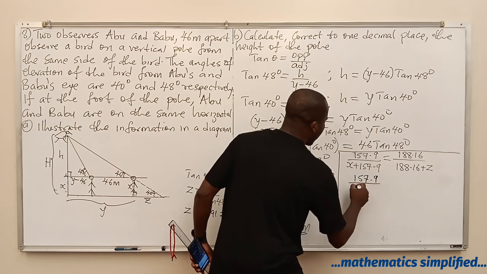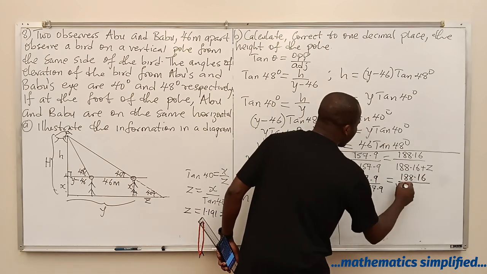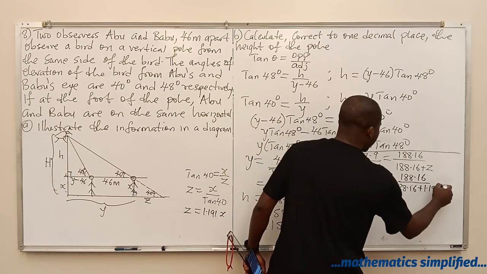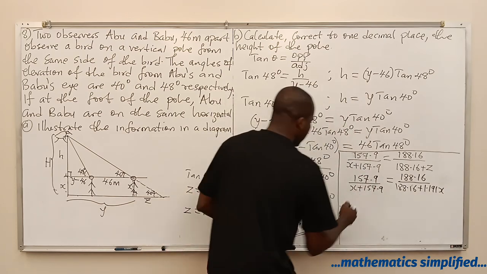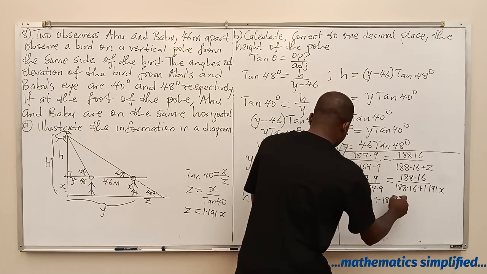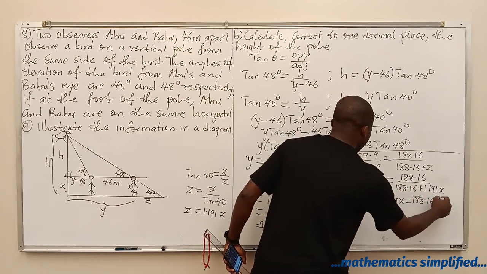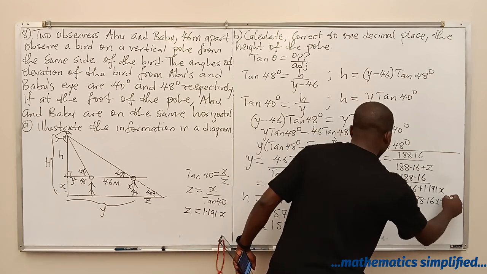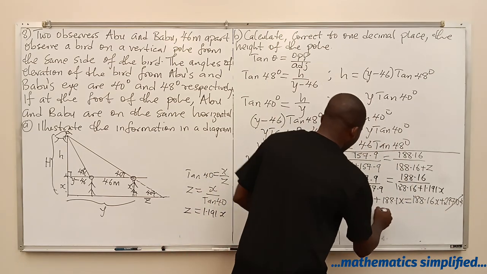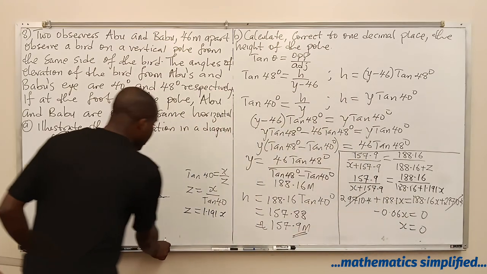So if I replace this with this, we'll have 157.9 over x plus 157.9 equals 188.16 over 188.16 plus 1.191x. If I cross multiply, I have 29710.4 plus 188.16x equals 188.16x plus 29710.4. This can go with this, and if we subtract this, we have minus 0.06x equals 0, so that x is 0. So indeed, x is negligible.